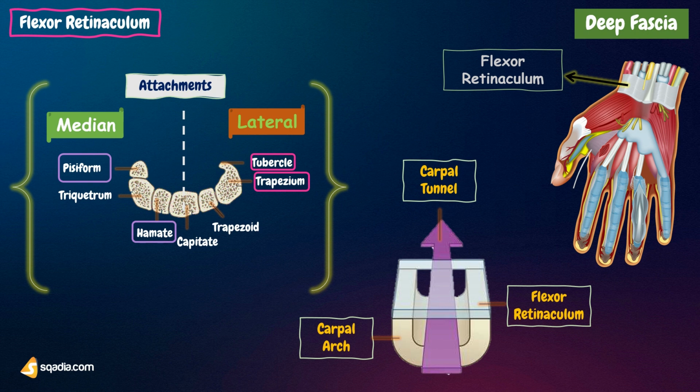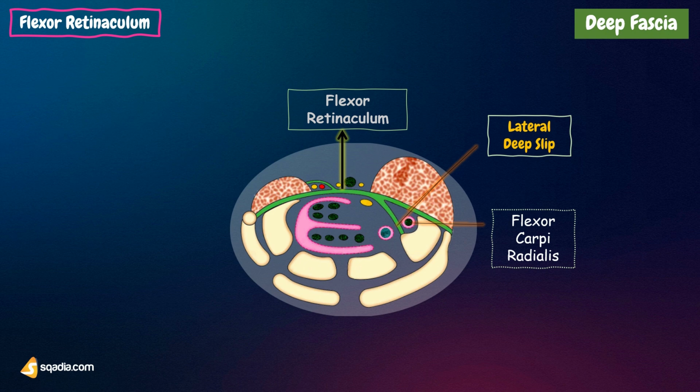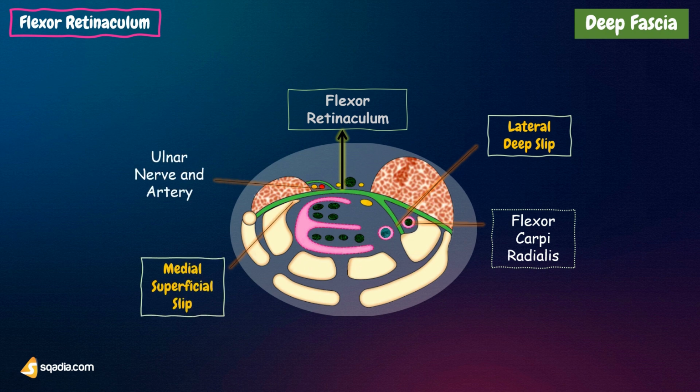If we look at the cross-section view of the wrist, on either side, the retinaculum has a slip. The lateral deep slip is attached to the medial lip of the groove on the trapezium, which is thus converted into a tunnel for the tendon of the flexor carpi radialis. The medial superficial slip, or the volar carpal ligament, is also attached to the pisiform bone. The ulnar vessels and nerves pass deep to this slip.